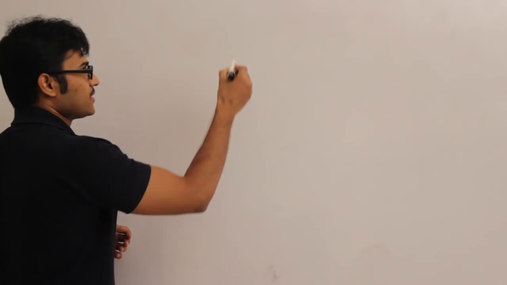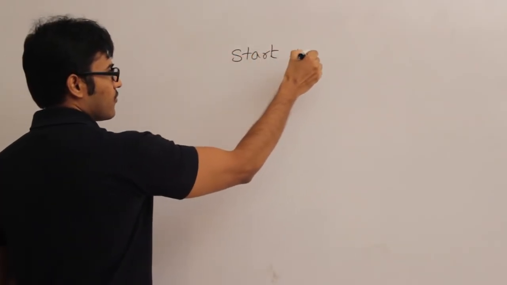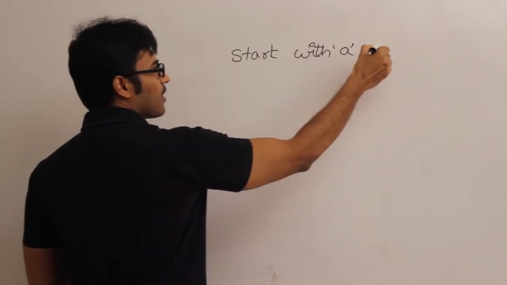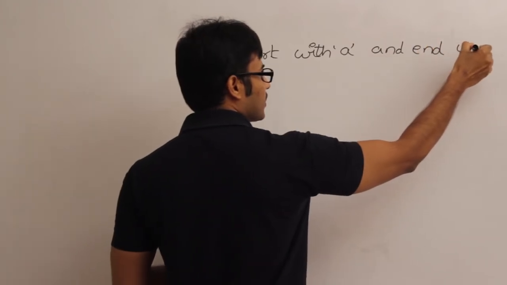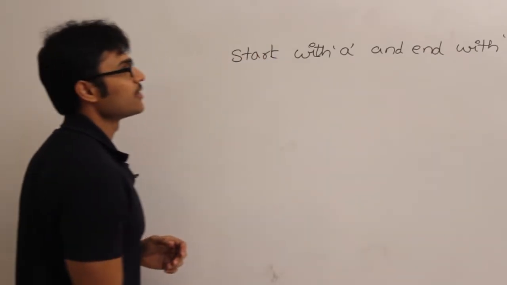Now let's try to concatenate two languages. Concatenation is nothing but taking the first one and then adding the next one. So let us say strings should start with A and end with B, starting with A and ending with B, right?